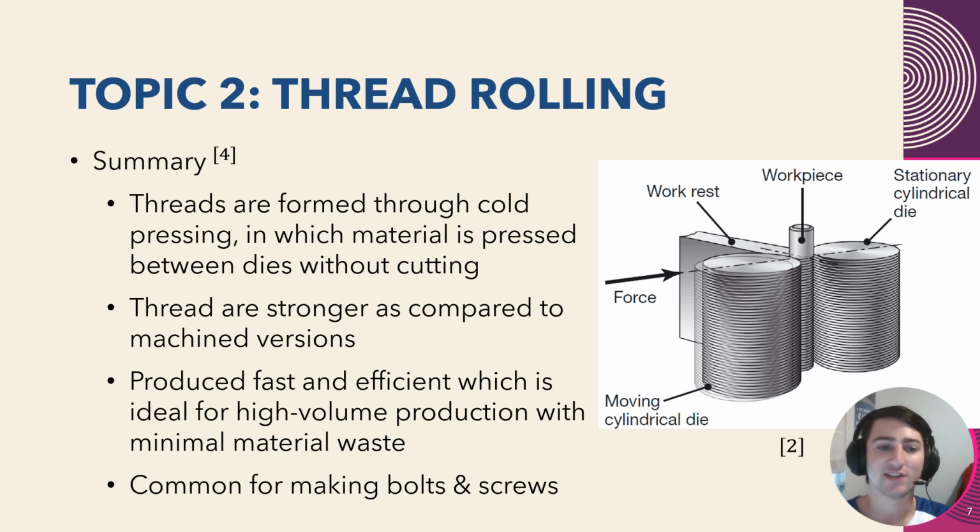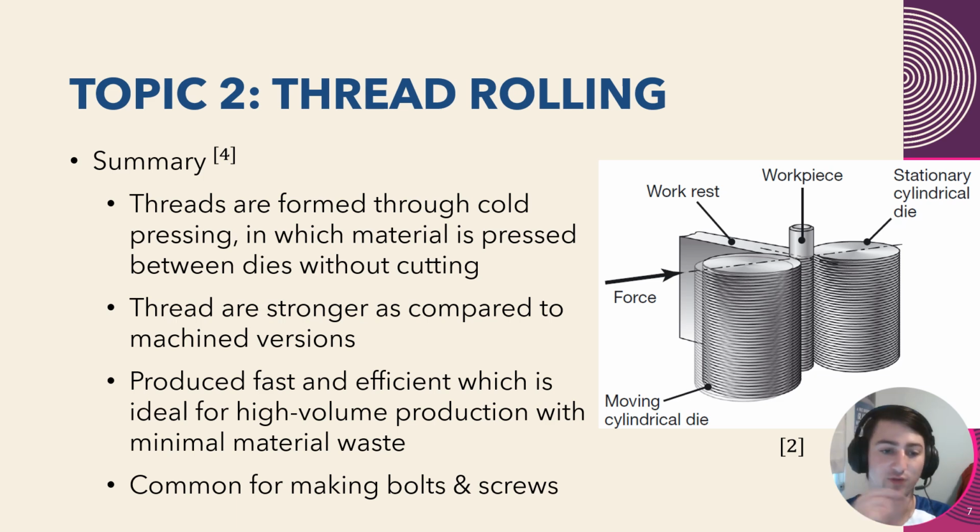Now I'll be moving into thread rolling. I think this is a really cool process. To summarize it, the threads are formed through cold processing, so you don't need to heat the material at all, in which the material is pressed between 2 dies without cutting. You can see that over here on the right, we have the moving cylindrical die, the workpiece in the center, and then another die on the other side to roll around and create the threads in the middle here. The threads are stronger compared to machined versions of creating threads, which I think is super key.